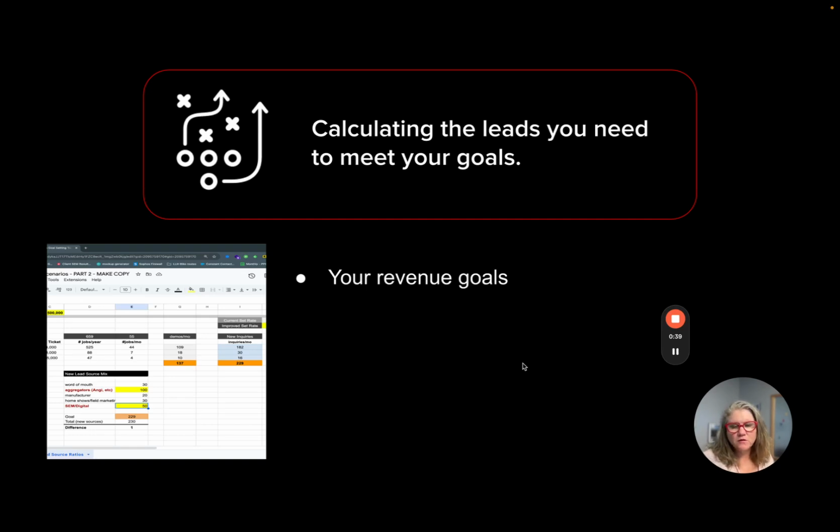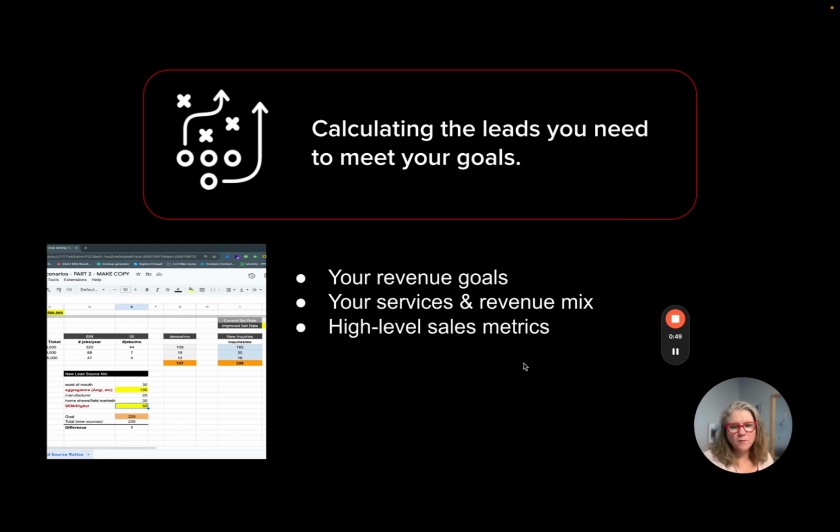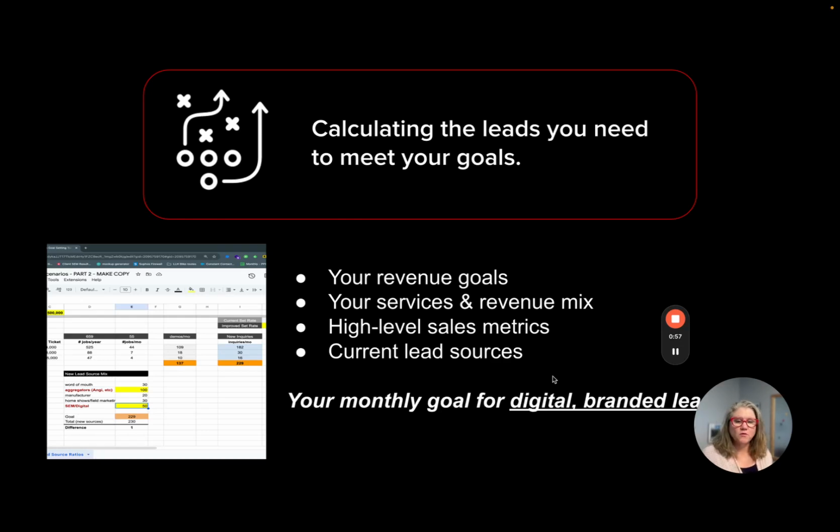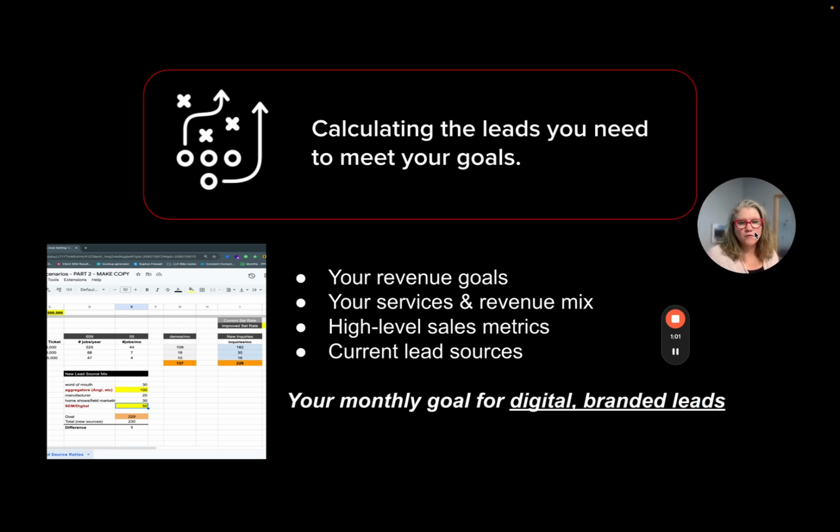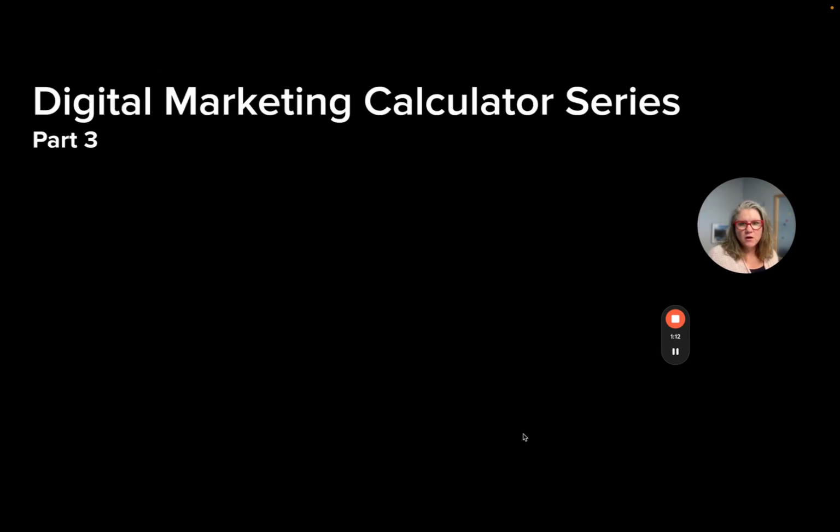What you will need to use all of these calculators are 3 or 4 data points. You need to know your revenue goals, your services and your revenue mix, some high-level sales metrics, a little bit of information about your current lead sources. And with those data points, we've created an entire series of calculators to help you figure out the number of digital branded leads that you need to generate to meet your goals.